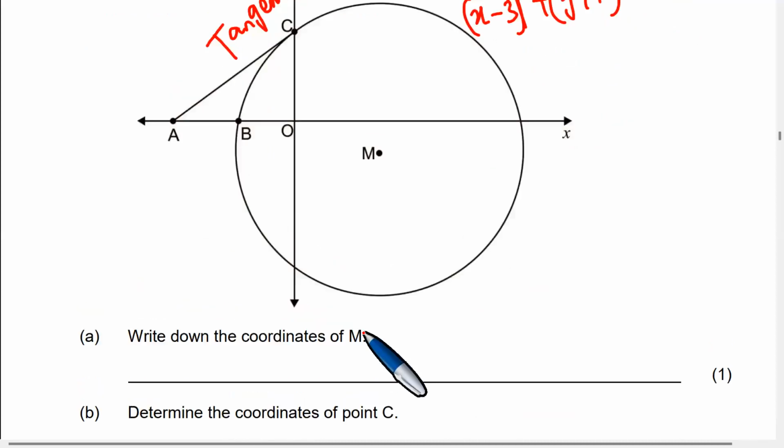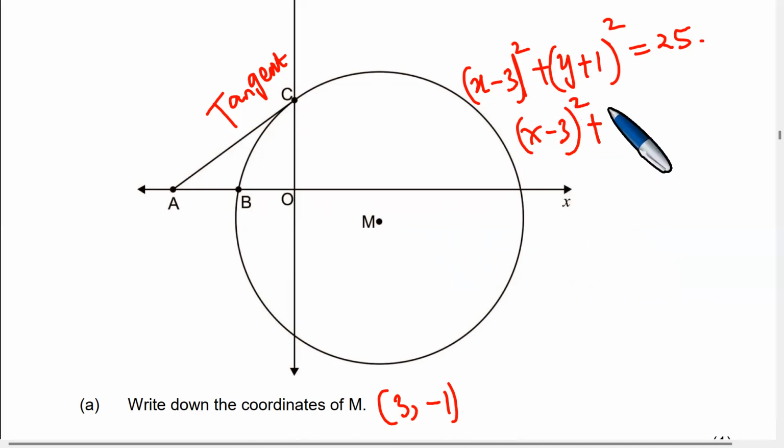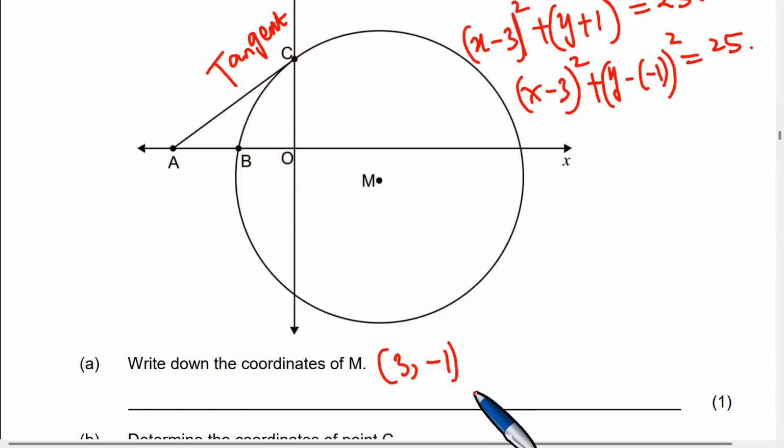Write down the coordinates of M. These coordinates are obvious. What are the coordinates of M? 3 and -1. Well done. The coordinates of M are precisely 3 and -1. We just read them off from the center. Because it's x minus 3, we write 3, and because it's y plus 1, we write the negative of that. So you have 3 and -1, and that is the answer.